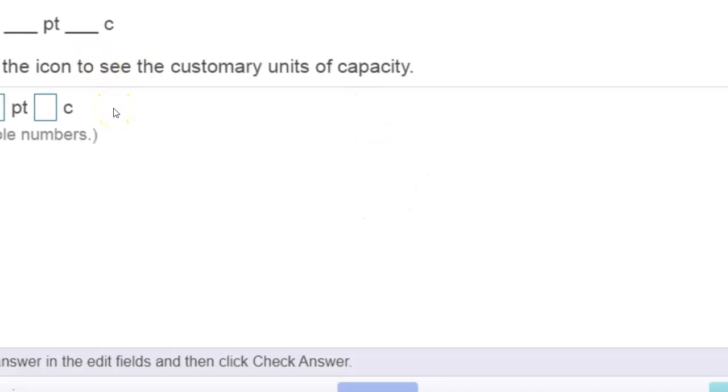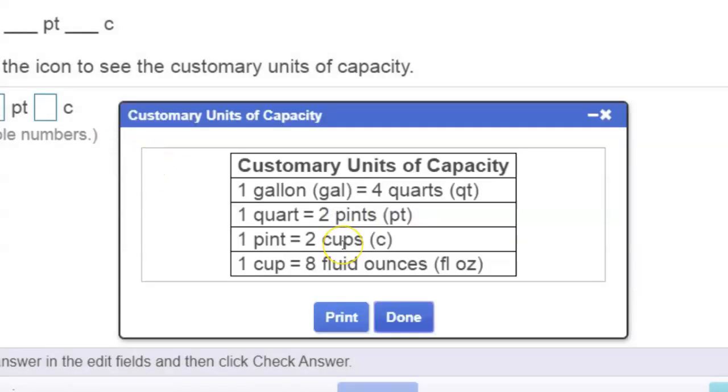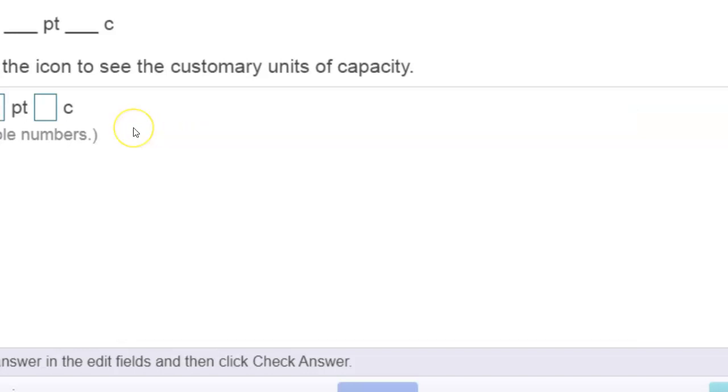Convert the unit of capacity. 13 cups equal something pints and something cups. So this tells me that we're going to have a remainder or a fraction of some kind. Let's click on cups and pints here. Remember that there are 2 cups in 1 pint. And I'm going from cups to pints. Which one is smaller? Cups, that's right. So I'm going from small to large, which means I'm going to need to divide.